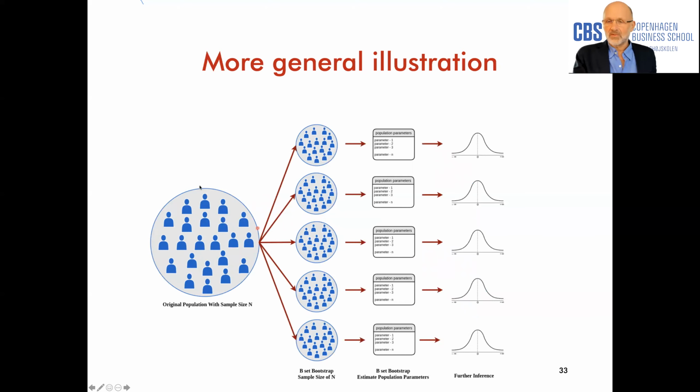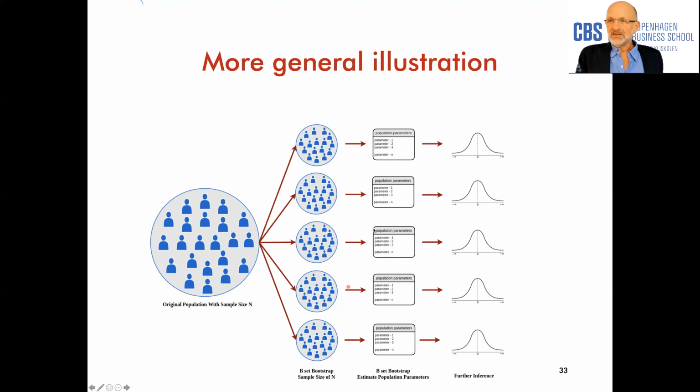You have an original population, but then you have a sample from that. And we believe that that sort of represents the true population. Then you create subsamples from this initial sample, which we call the original population. So you pick out n of these with replacement. That gives me bootstrap sample number 1. Then you do it again, and again. Maybe you do it 2,000 times, which is a common number.